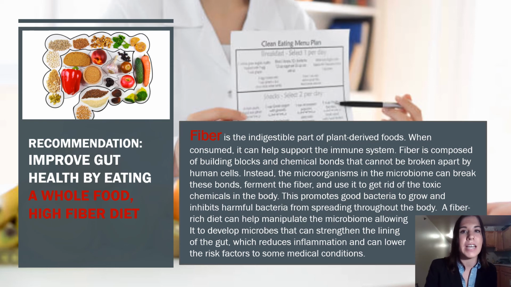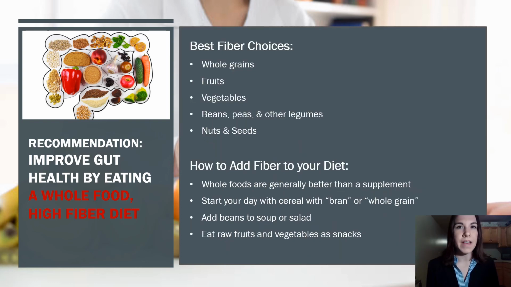A fiber-rich diet can help manipulate the microbiome, allowing it to develop microbes that can strengthen the lining of the gut, which reduces inflammation and can lower the risk factors of some medical conditions. Adding a variety of whole foods will fuel the gut with plenty of vitamins and minerals. Some fiber-rich foods you may want to consider are whole grains, fruits, vegetables, beans and legumes, and nuts and seeds.